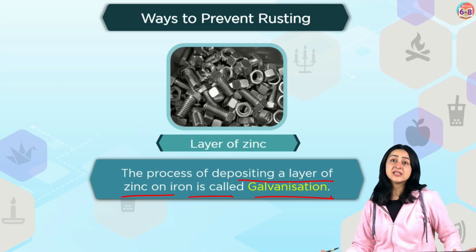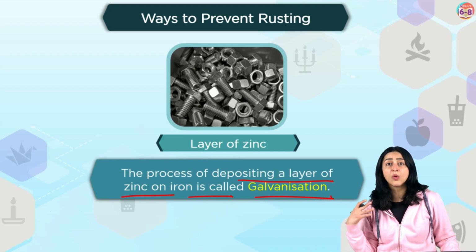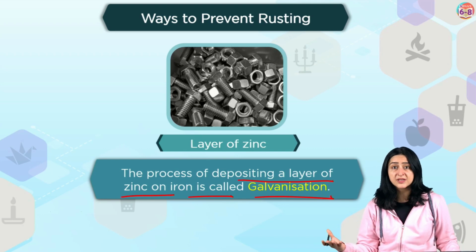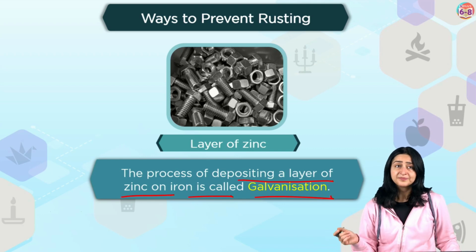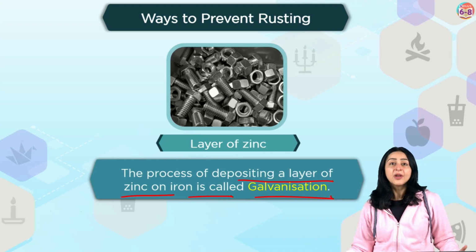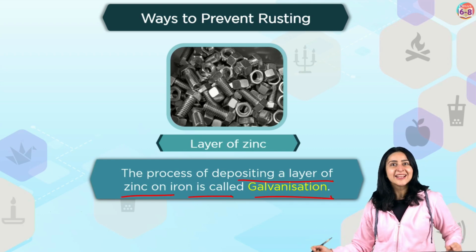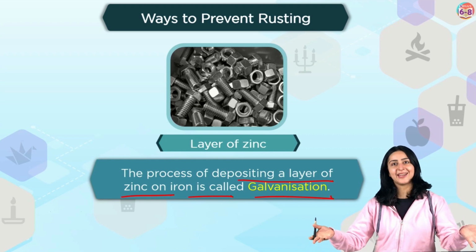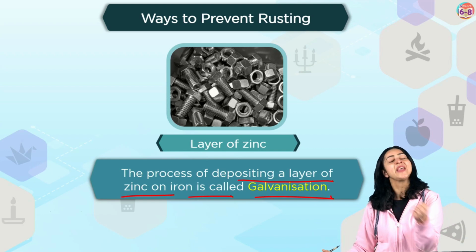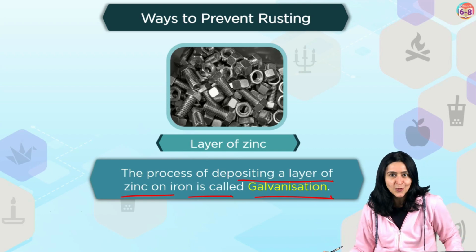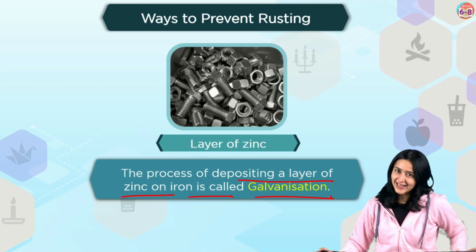Very, very simple. And galvanization is a process that is used so widely in industrial processes, in factories, in manufacturing, because obviously we don't want the things to rust. We don't want whatever we are making in the factory to go ahead and rust. So galvanization is used over there. ठीक है? Clear?